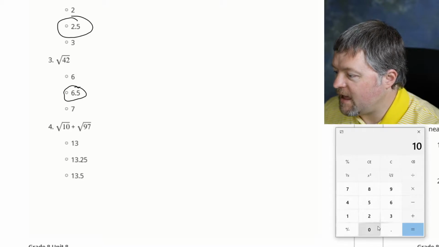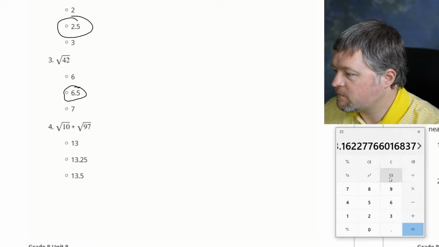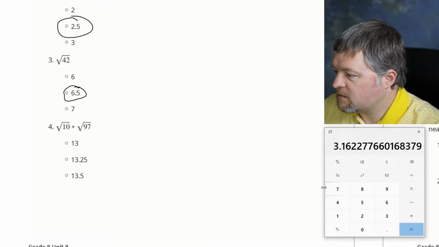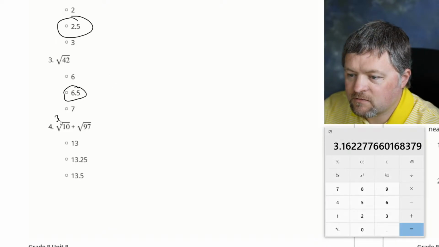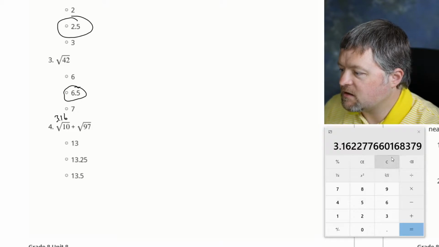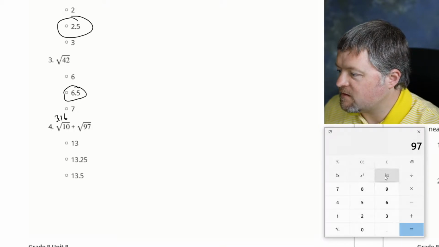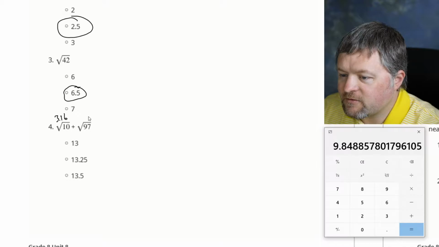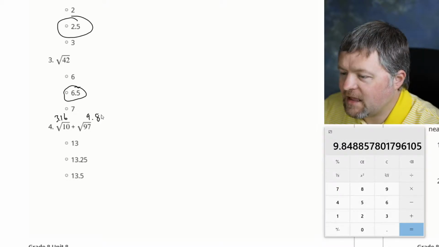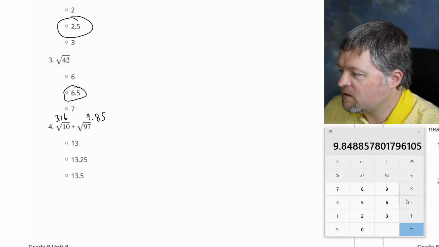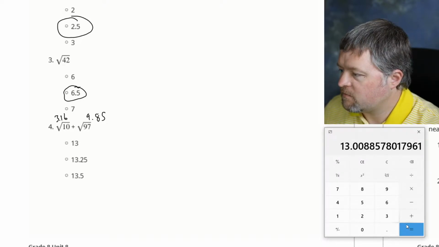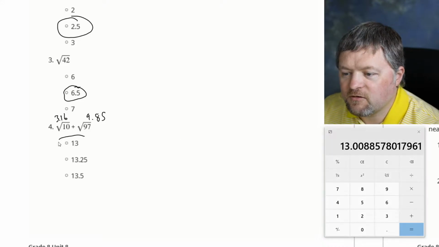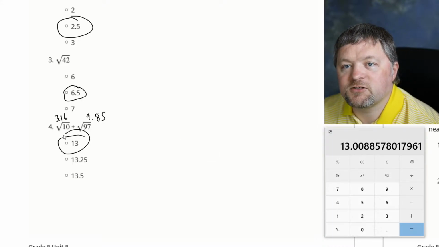Square root of 10 is about 3.16. And the square root of 97 is about 9.85. What if I add those together? 13.00. I was right. That's closest to 13.